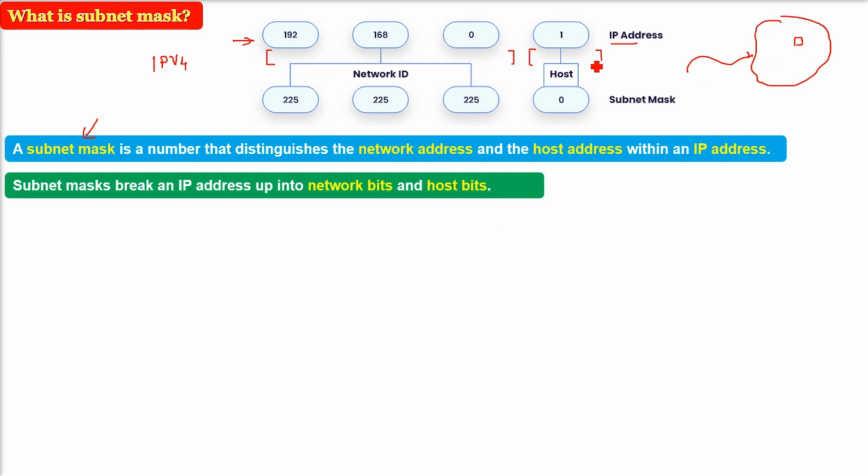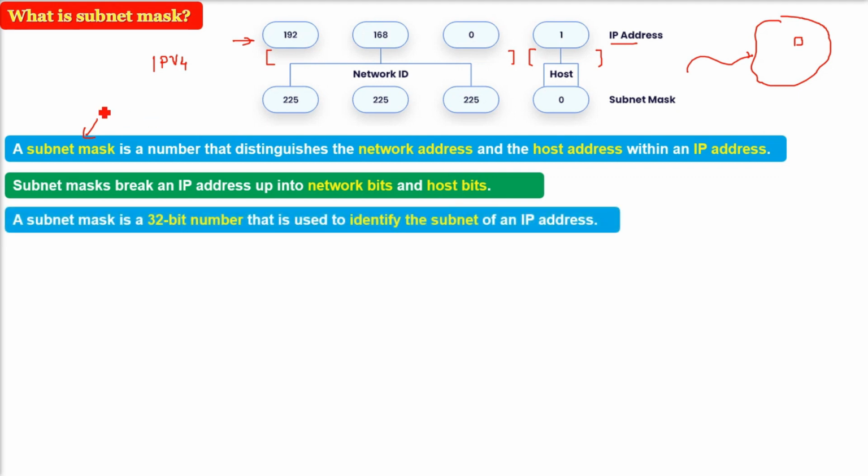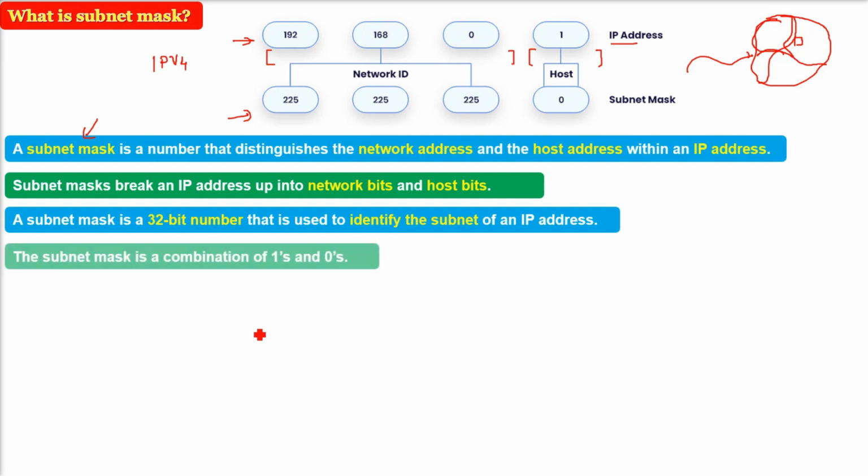So the subnet mask breaks or divides the IP address into network bits and host bits. This is also a 32-bit number like the IP address, and it is used to identify the subnet of an IP address. What does it mean? See, there can be multiple networks. A network can have subnets. So what is the network and what is the subnet you are talking about? This is given by the subnet mask.